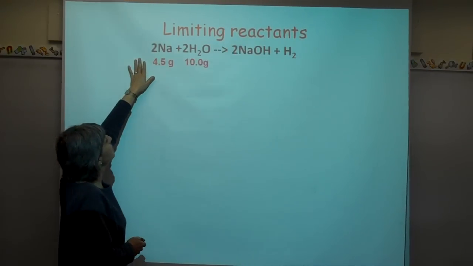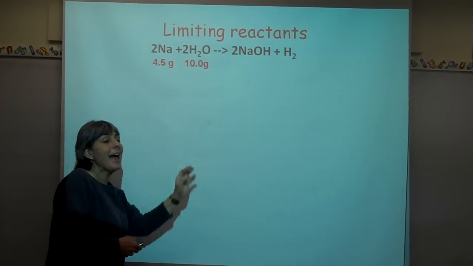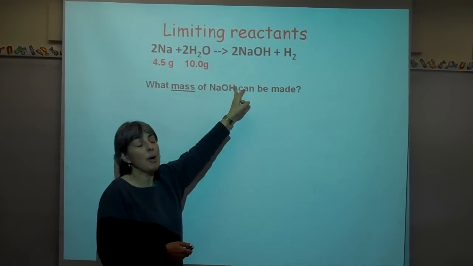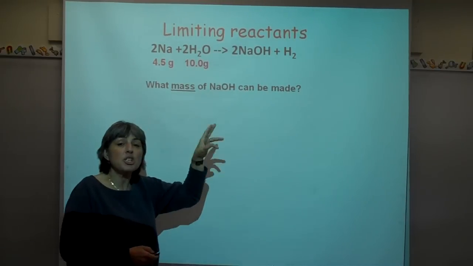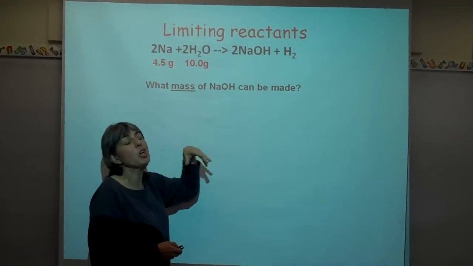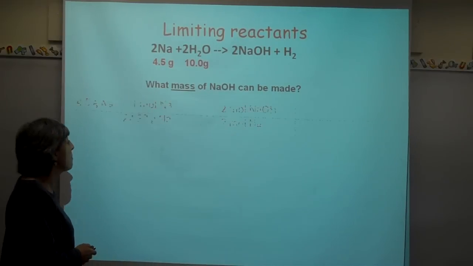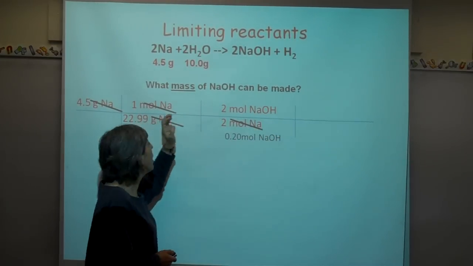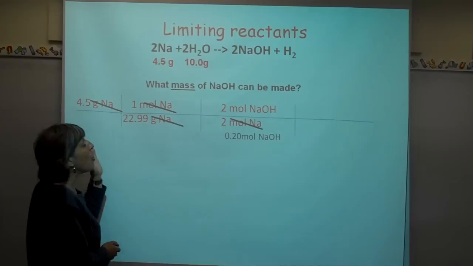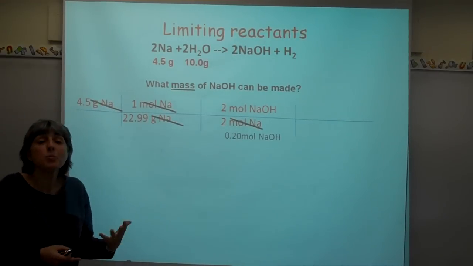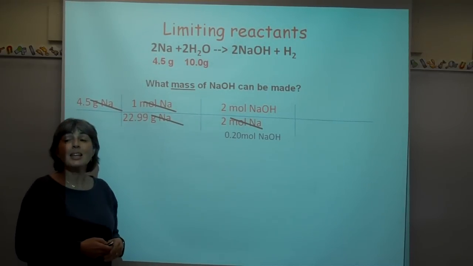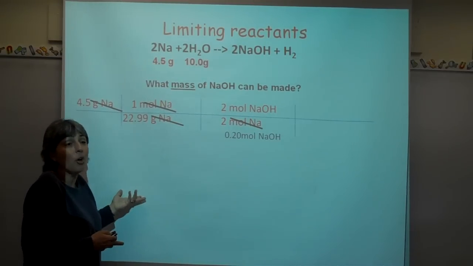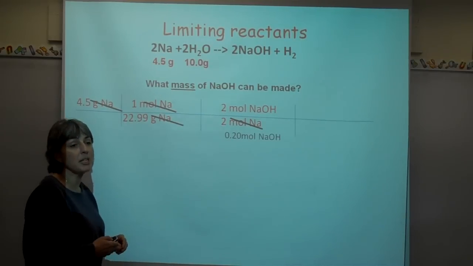Same equation, same numbers, and now the question goes a little bit further. What mass of NaOH can I get? Okay, so it's not just which is the limiting reactant, but now I want to know how much of NaOH I can get. I do exactly the same stoichiometry that I did for sodium. Okay, I don't have to do that stoichiometry for H2O because we already know that H2O does not determine how much NaOH is going to be made. It's left over after the reaction has already stopped.